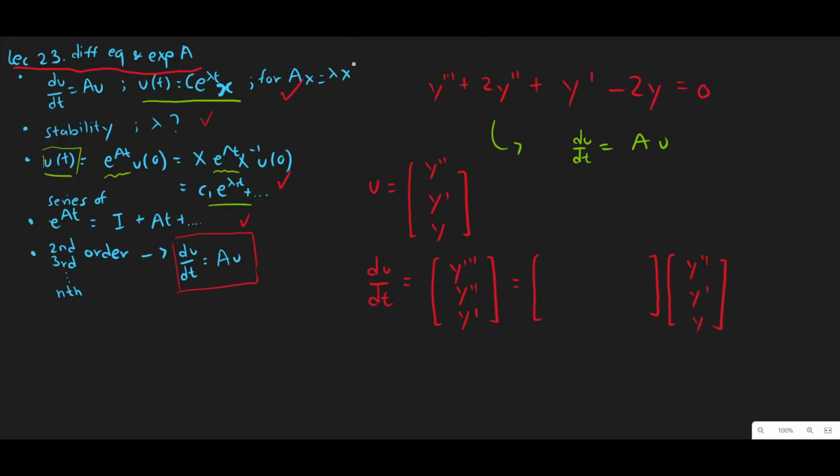So you see that we have here the A, we have here the u, and we have here, of course, the du/dt. Okay, so we already have it in this form. We have just to define A. So what is this third order of y here? We can express it in terms of this, so we can move everything to the right hand side.